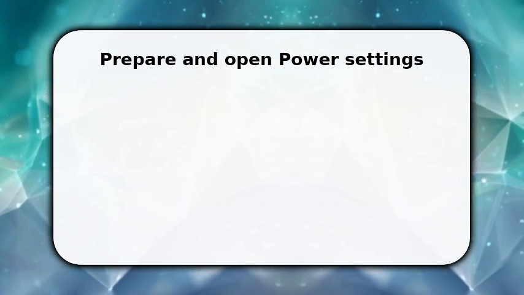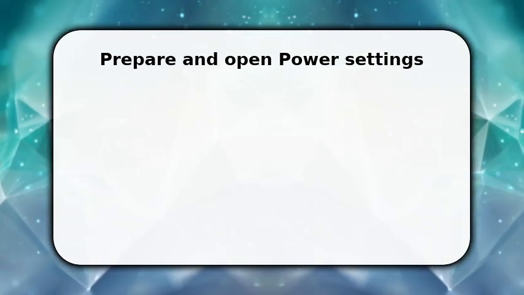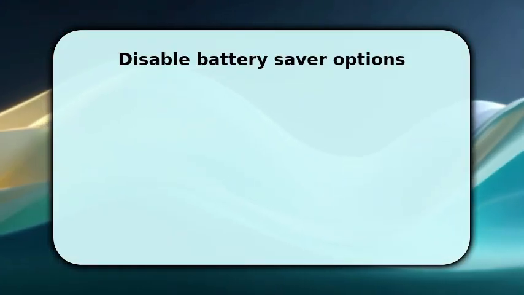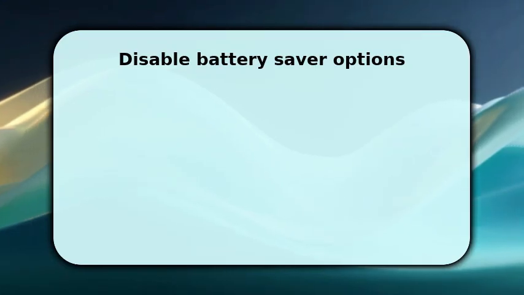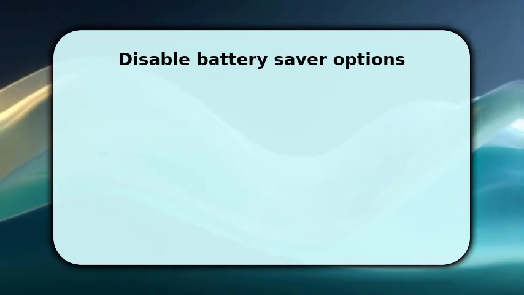Now focus on the actual battery saver controls. Locate the battery saver section and toggle off the automatic activation. This prevents the system from switching modes without your consent.